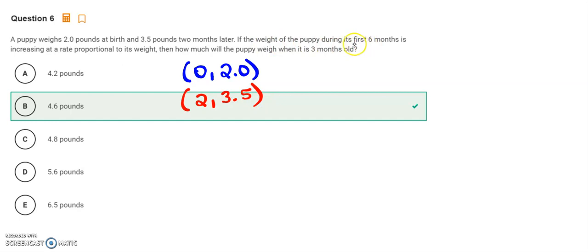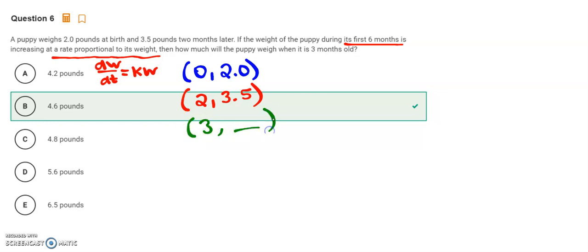If the weight of the puppy during its first 6 months, which really is just telling us that this model would be valid for the first 6 months of a puppy's life, is increasing at a rate proportional to its weight. So the puppy's weight is changing at a rate proportional to its own weight. Then how much will the puppy weigh when it is 3 months old? So I want to know what's going on at time 3.